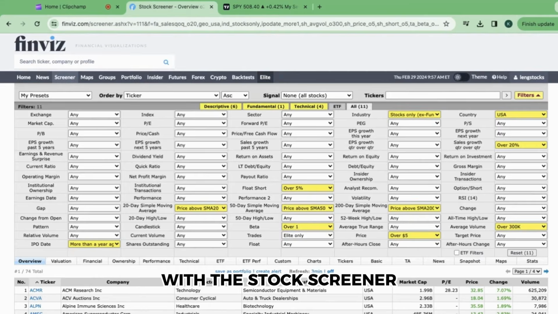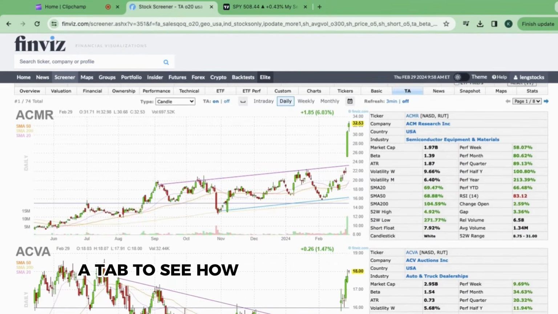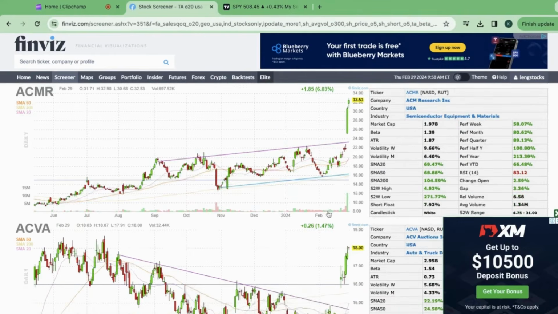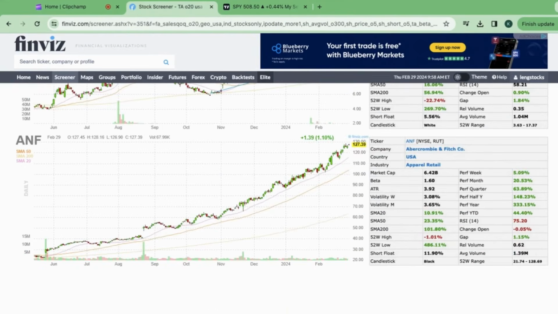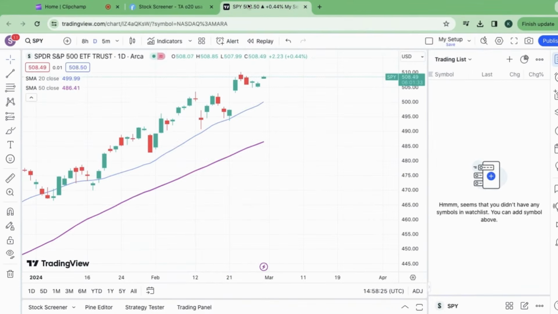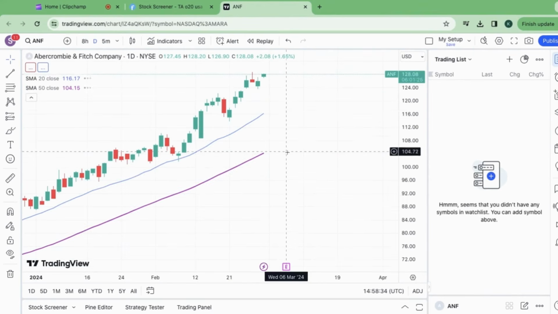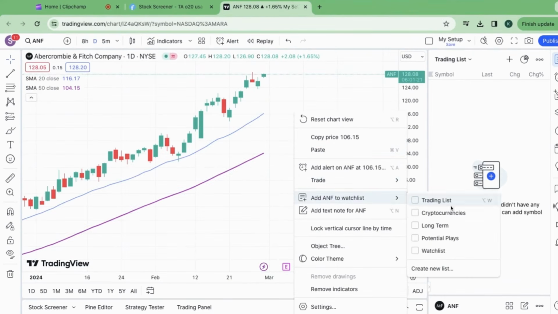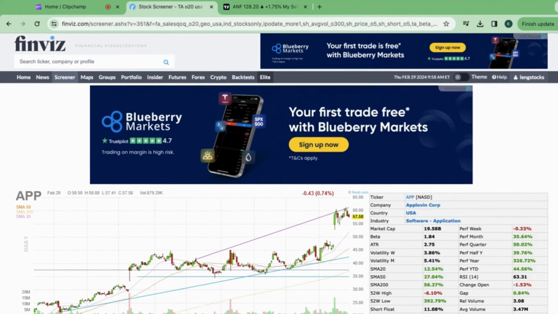With the stock screener filters explained, now I will switch the filter from overall to TA tab to see how the chart of each stock looks. I will go down the list to see which stocks have a trading setup such as bull flags, high base, or potential pullbacks that I can trade. After that, I will put them into my TradingView watch list and set up some alerts if necessary. It is a fairly simple process.